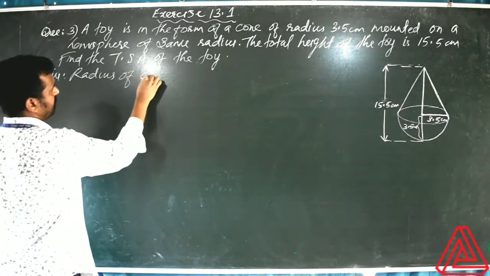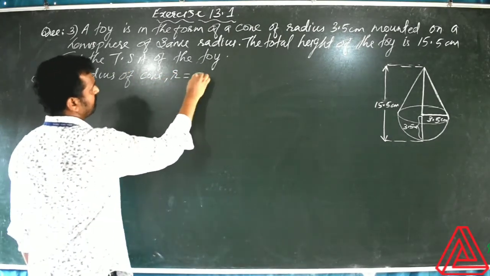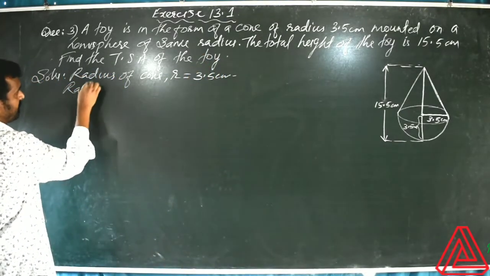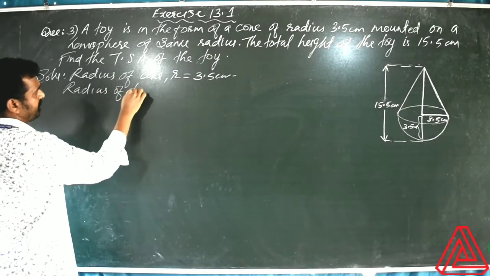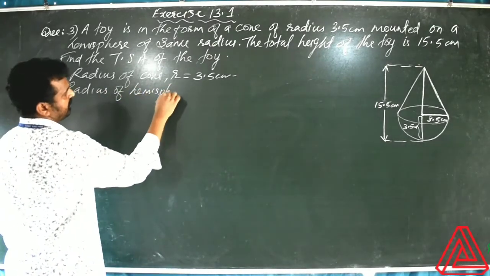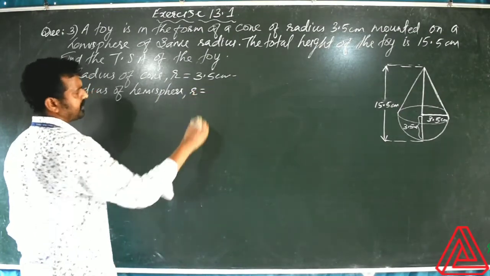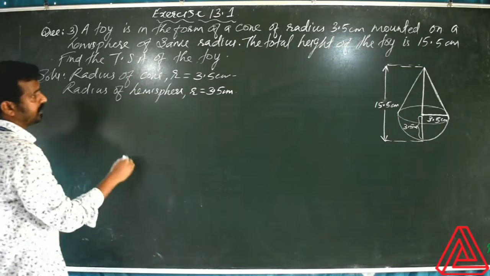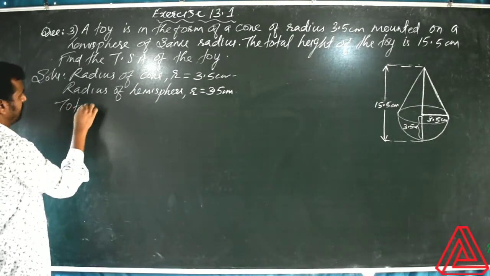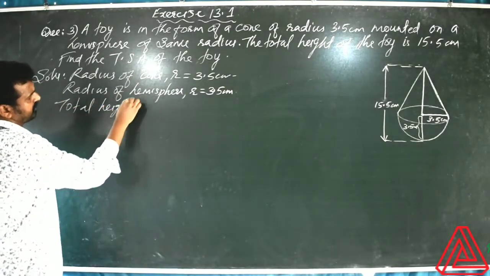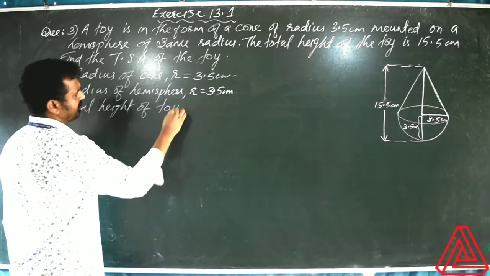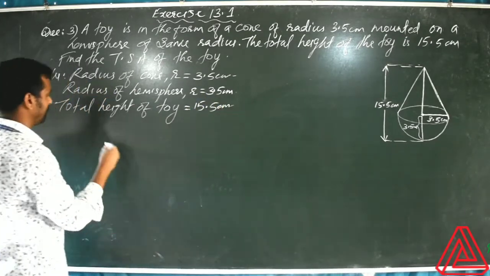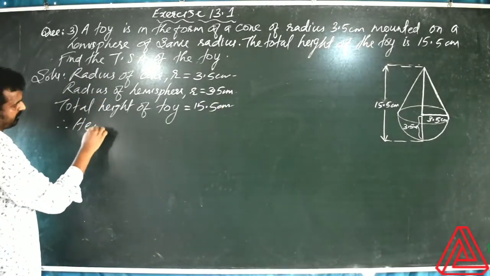Radius of the cone R is equal to 3.5 centimeter. Radius of the hemisphere, same only, we can write small letter r, that is 3.5 centimeter. Next one, total height of the toy. Total height of the toy is given there: 15.5 centimeter.